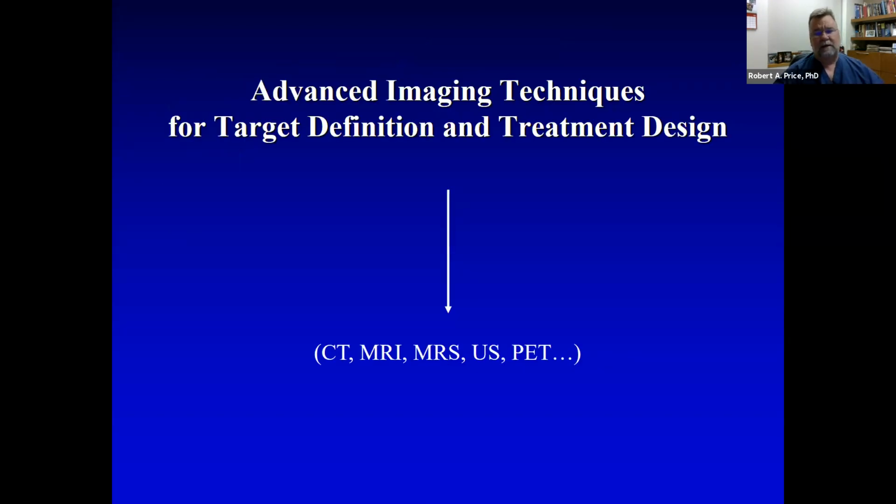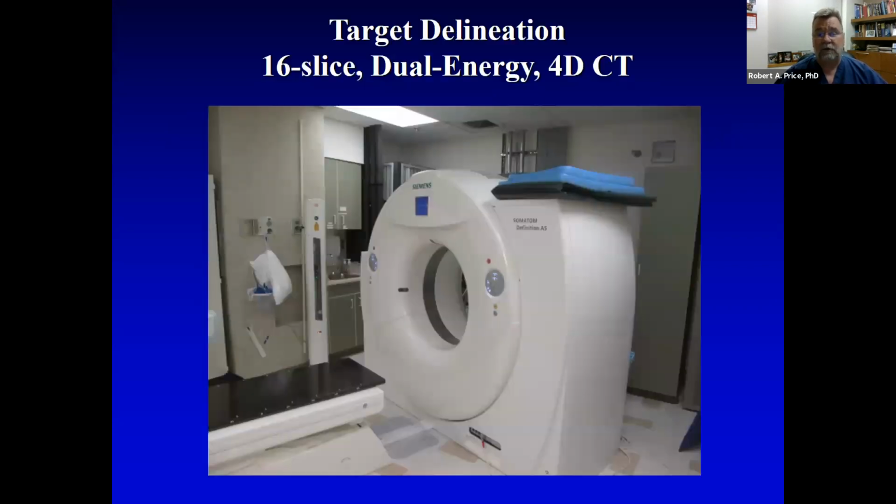So for advanced imaging techniques for target delineation, we utilize multi-modalities. We use CT, MRI, spectroscopy, ultrasound, PET, many different imaging modalities to help you try to delineate the tumor or the target regions. And we will hopefully be able to show you how to utilize these modalities in the most advantageous ways. We have a dual energy 16 slice scanner within the department. We utilize this for many different reasons, using different modes to try to visualize tumors more effectively for artifact suppression, etc.